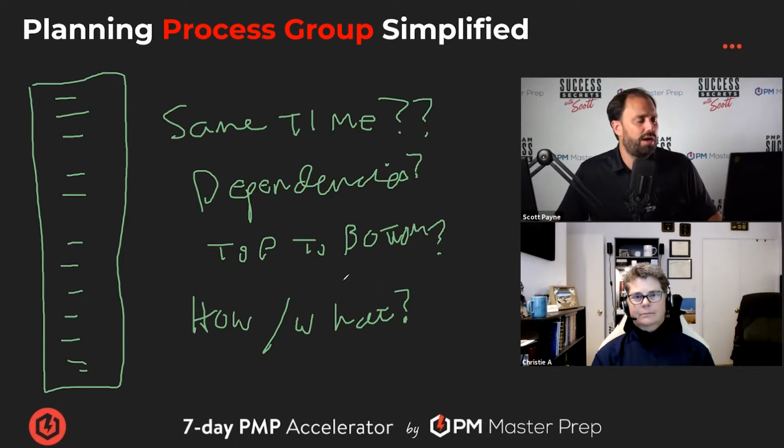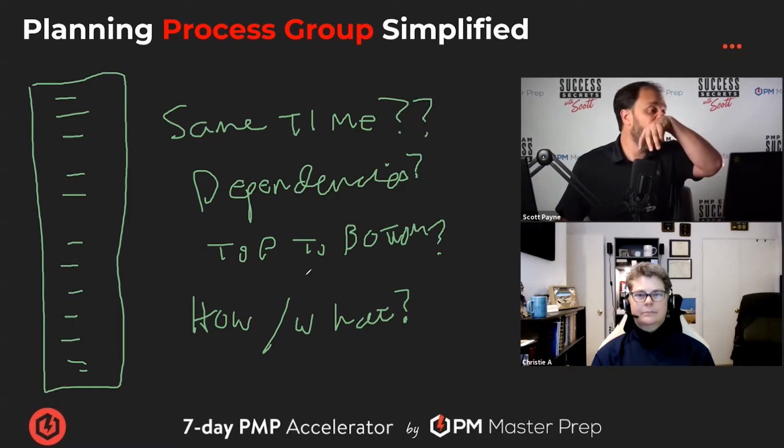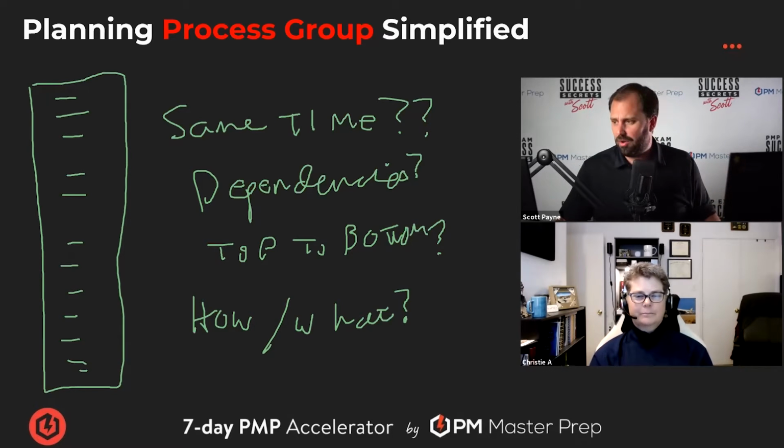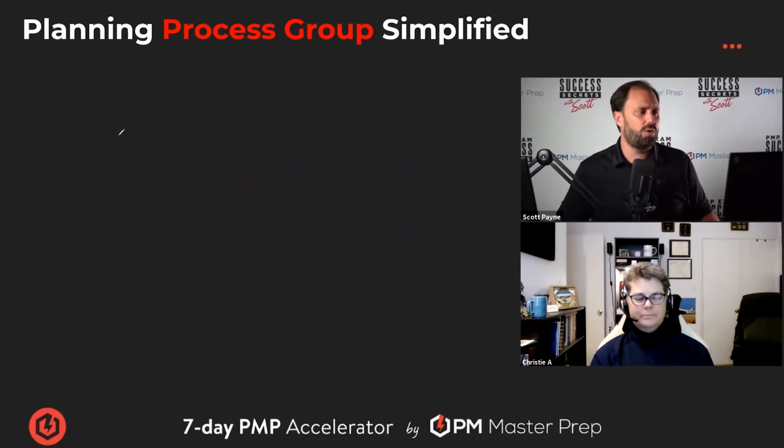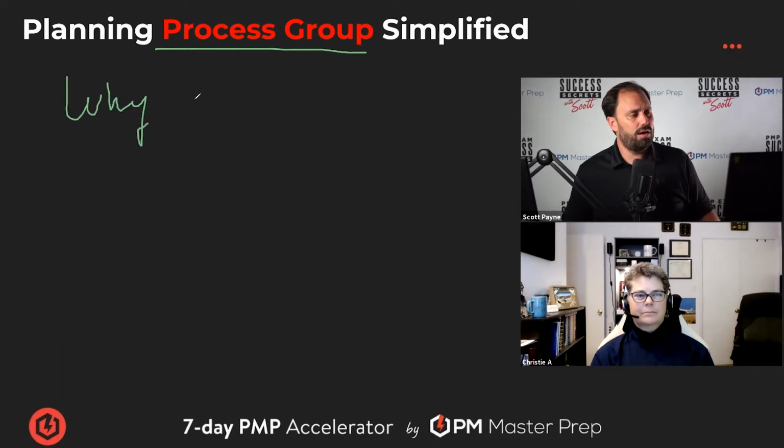What's how and what? I see a lot of things. Who knows if I even remember. Dependencies, what's going on? All right, let's go back. All right, so planning process group. Let me just understand, why do we do it?